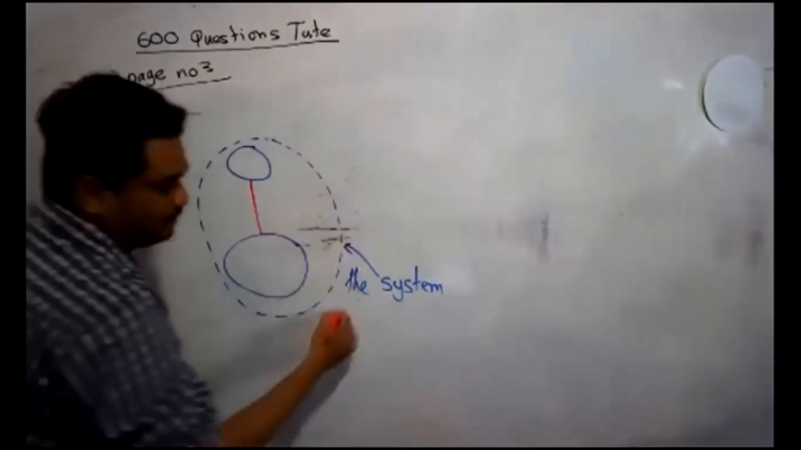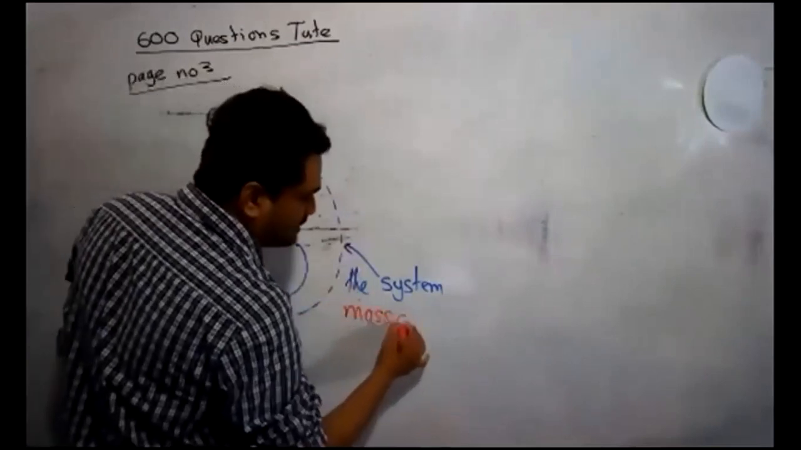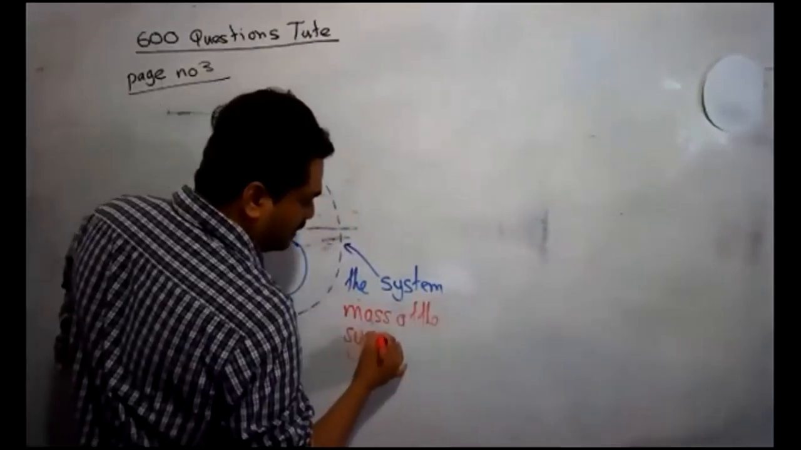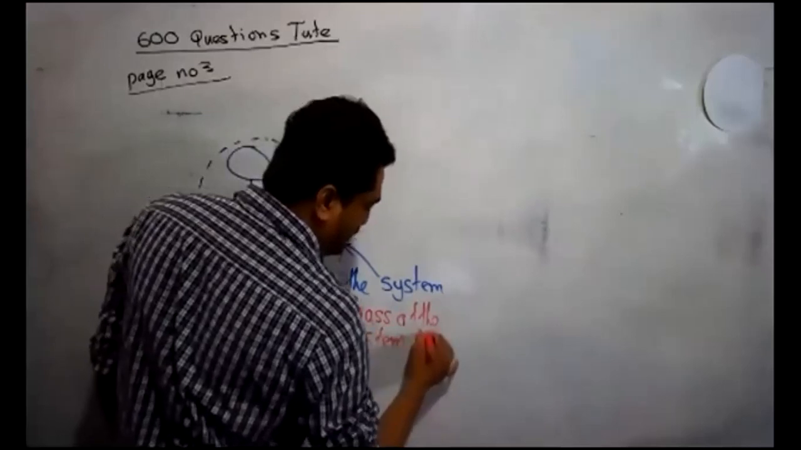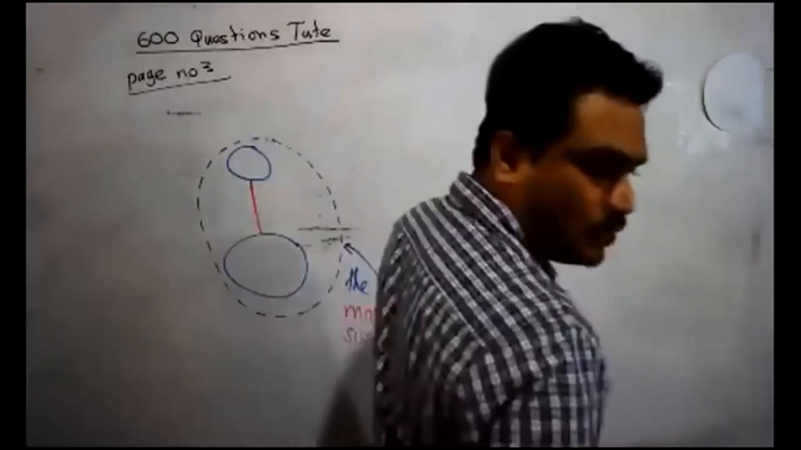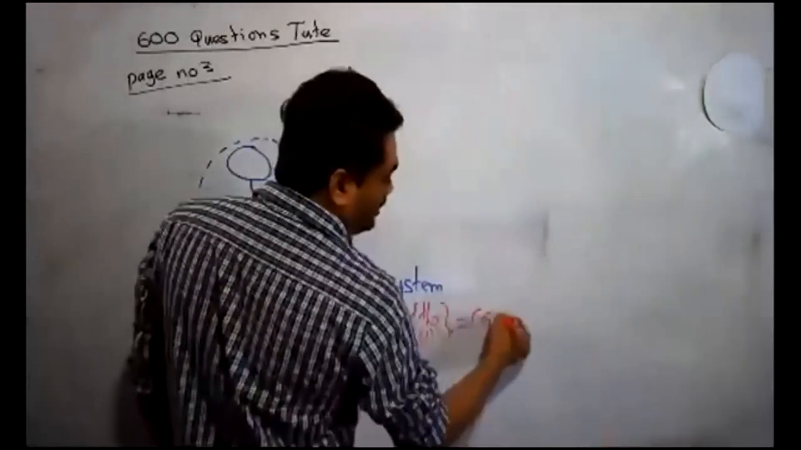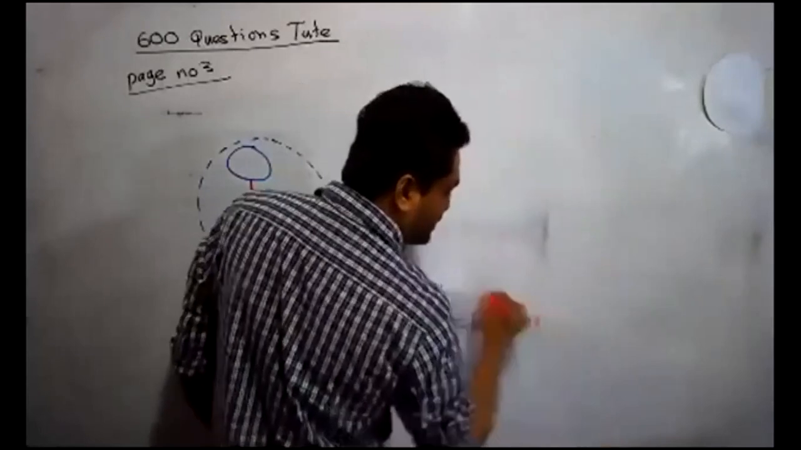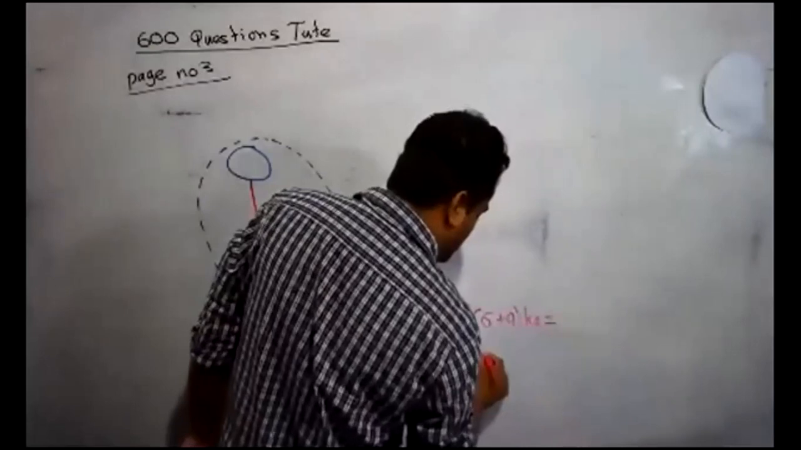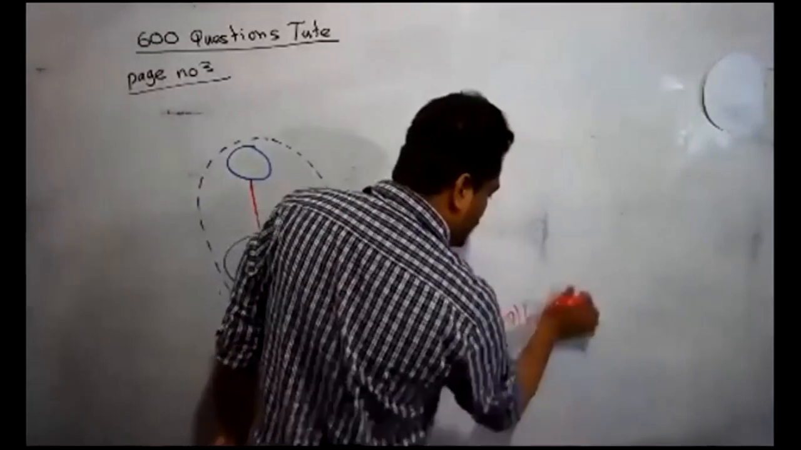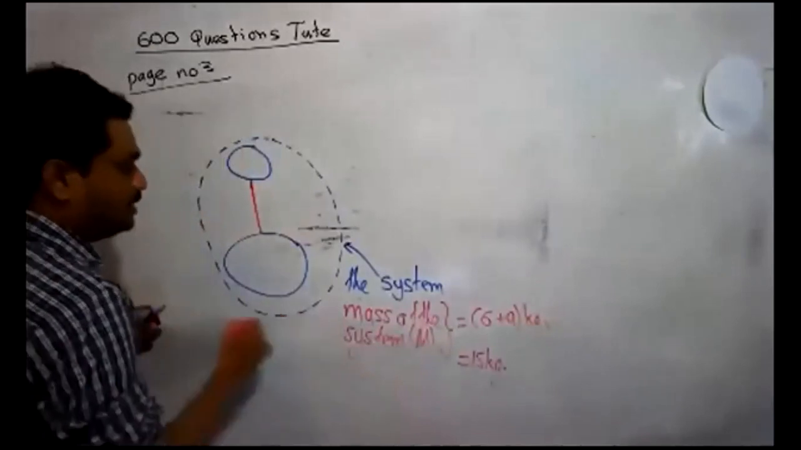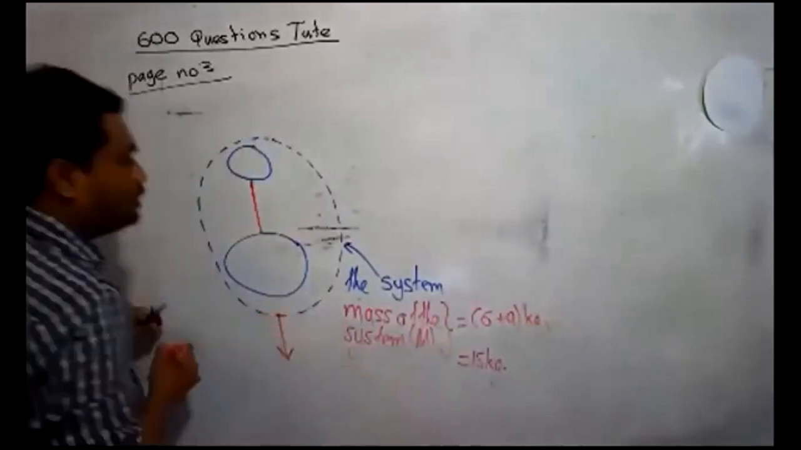I consider everything as a system, and I'm going to write the mass of the system. Let me take this as capital M, equals the mass of the first ball, 6 kg, plus the mass of the second ball, 9 kg. Therefore, the mass of the system is 15 kilogram. So I have indicated the mass of the system by capital M. Therefore, the weight of the system.